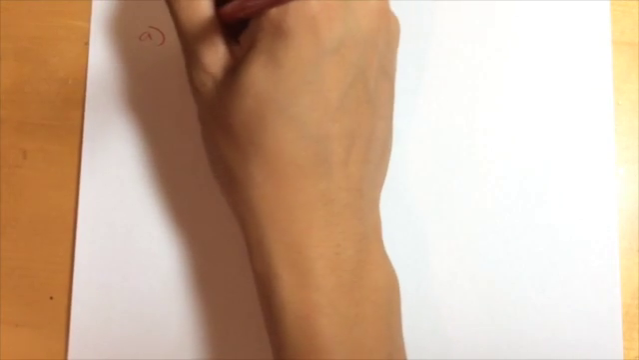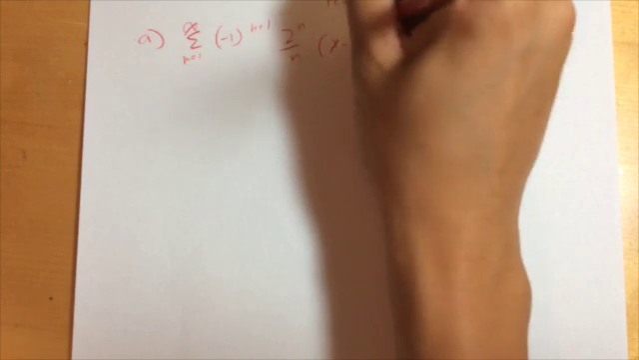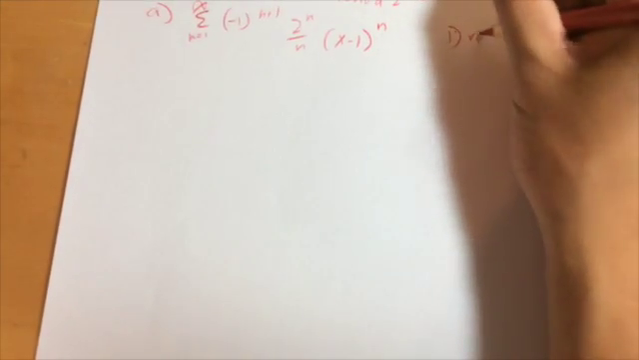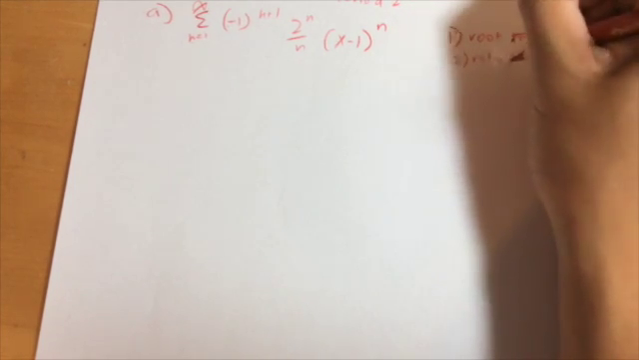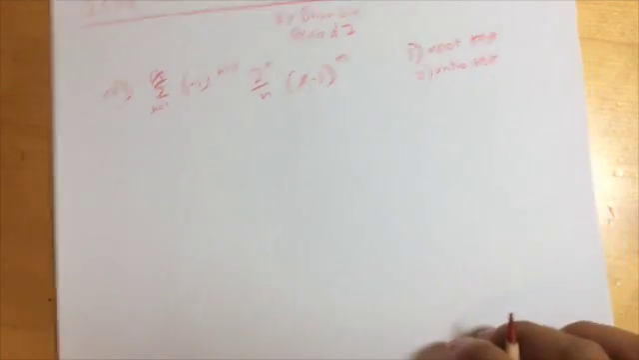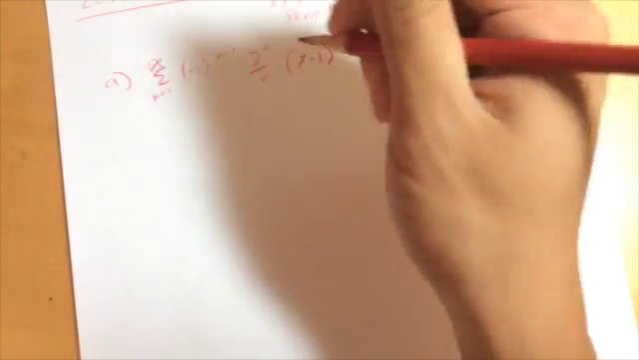So the summation given to us is the summation from n equals 1 to infinity of negative 1 to the n plus 1 times 2 to the n over n times x minus 1 to the n. So you really have two options here. You could either, one, use the root test, or two, use the ratio test to find the radius of convergence. I typically like to use the root test because I have found it to be a lot easier to use than the ratio test.